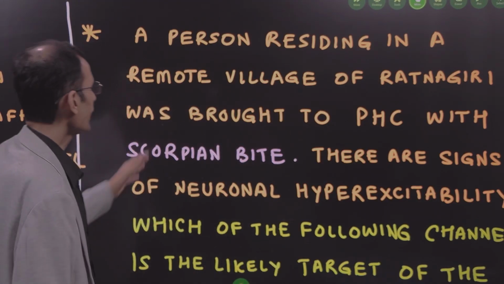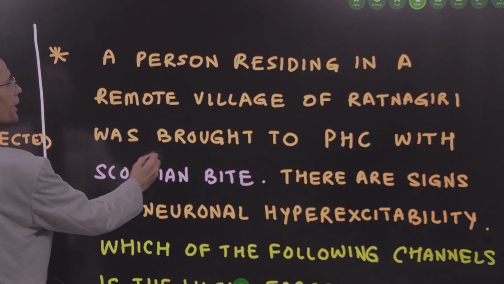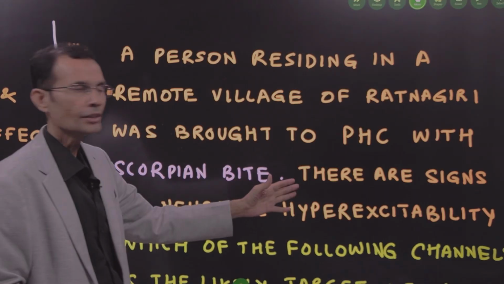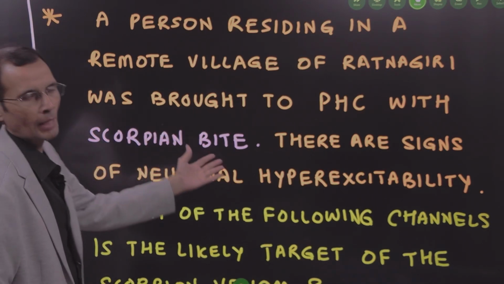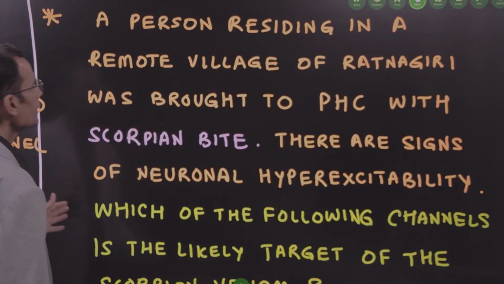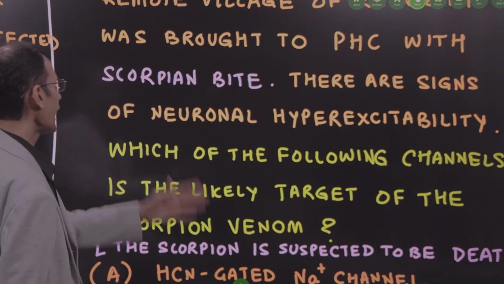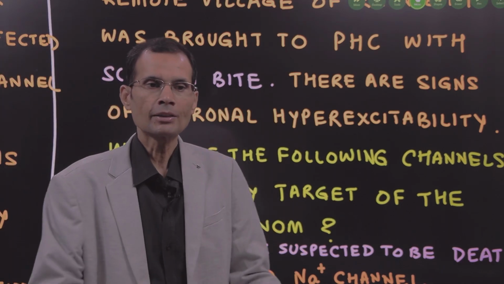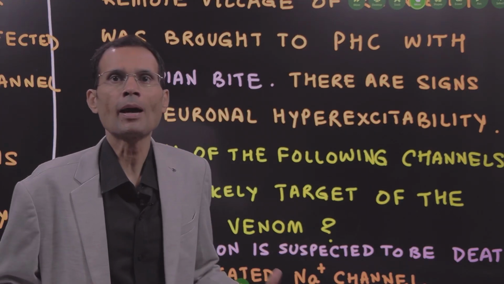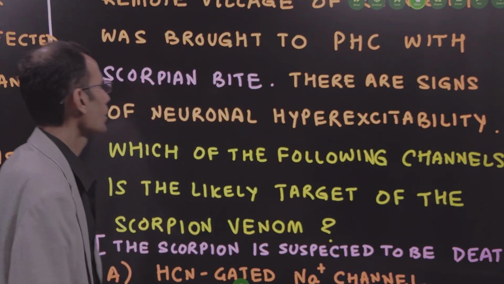So let's see today's case. A person residing in a remote village of Ratnagiri was brought to the PHC, primary healthcare center, with a scorpion bite. Now, there are signs of neuronal hyperexcitability; the patient was in a spastic paralysis. The muscles all over the body were hypertonic.